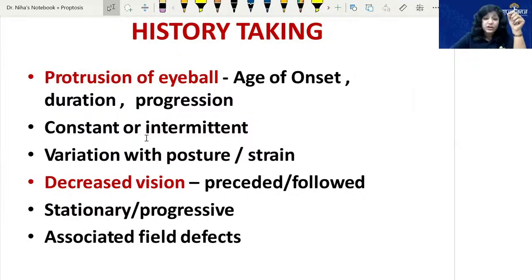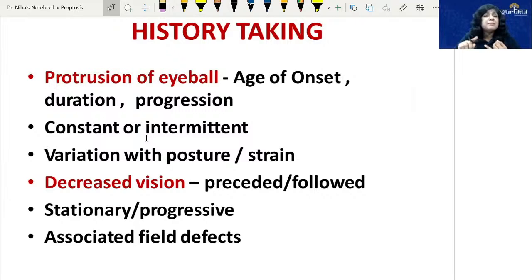What is the duration? What is the progression, whether it is constant or intermittent? The moment you see it is constant, some of the diagnoses are out. The moment you see it is intermittent, other diagnoses are out. So you are converging. It should always be in a pyramid pattern. When you are going towards the question, more and more lines you are crossing, more and more you are reaching the apex, and ultimately the answer will be one at the apex of the pyramid. Always see the variation with posture and strain, and whether it is followed by diminution of vision or not.